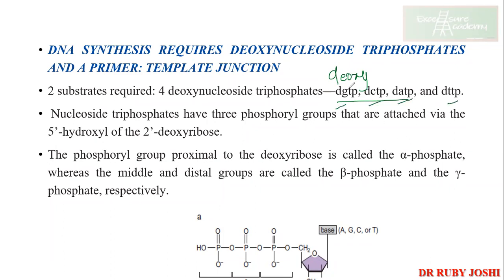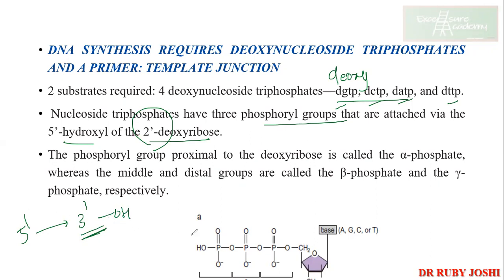Here also you can't say that it is guanine. Okay, guanylate, cytidylate, adenylate, and thymidylate. This is how you have to say it. Then they have 3 phosphoryl groups that are attached via the 5' hydroxy group of 2' deoxyribose. Why? Because 3' has the OH. Getting the point? We always talk that it is 5' to 3' direction. At 3' what do you have? You have got the OH group to which the phosphate group attaches.